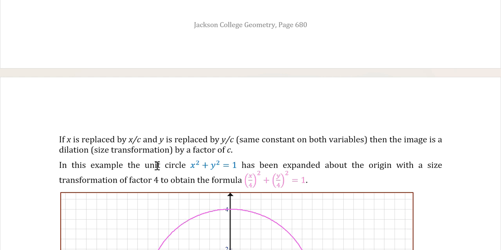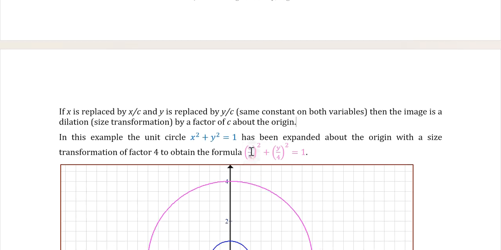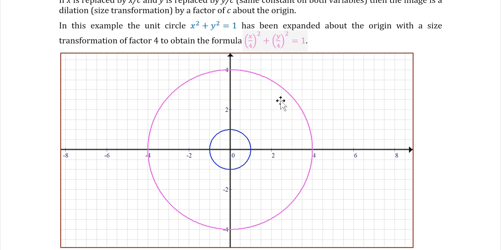Now, if x is replaced by x divided by c and y is replaced by y divided by c, the same constant on both variables, so you get the same amount of compression or expansion in both the x and the y direction, then the image is actually a dilation by a factor of c about the origin. So in this example, we can start with the unit circle, x squared plus y squared equals 1, and we replace it by (x over 4) squared plus (y over 4) squared, and it's expanded by a factor of 4 to now have a circle centered at the origin, but of radius 4, not radius 1 like the original.